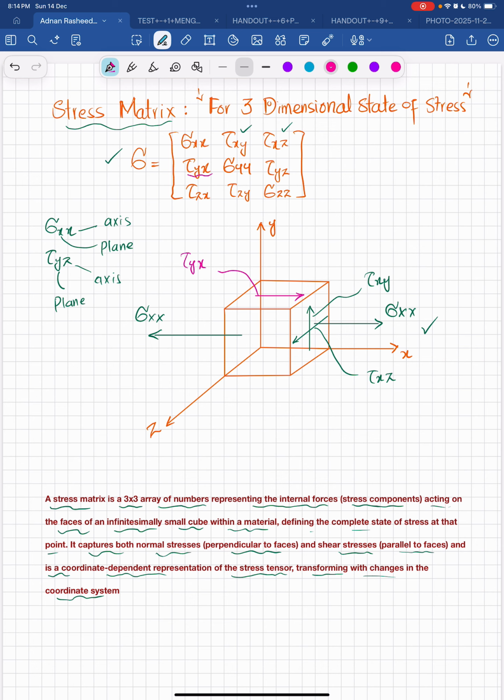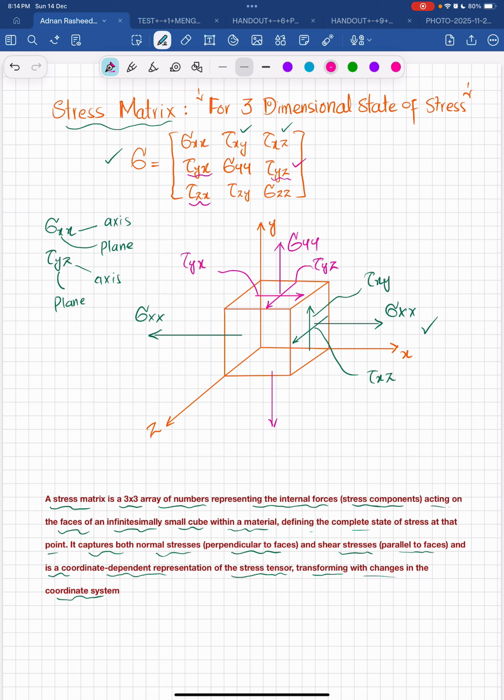Now the second is sigma yy. This is the y plane and in the direction of y. So we have sigma yy like this. The third one is tau of yz, this one. So tau of y in the direction of z. It will be like this. So tau of yz is this one. Okay, now what about this third one?